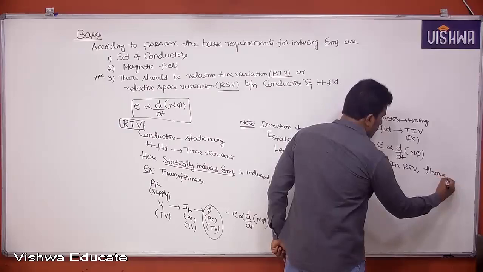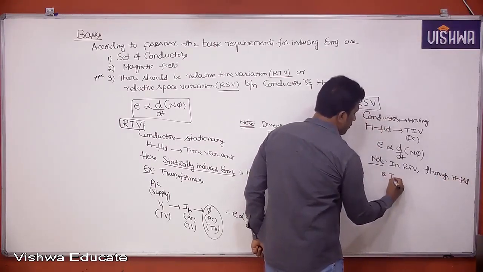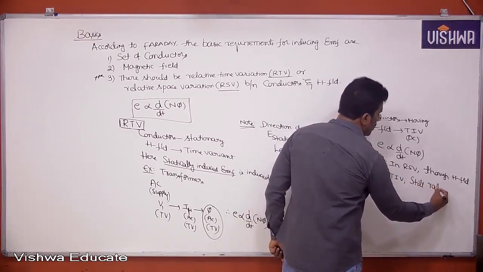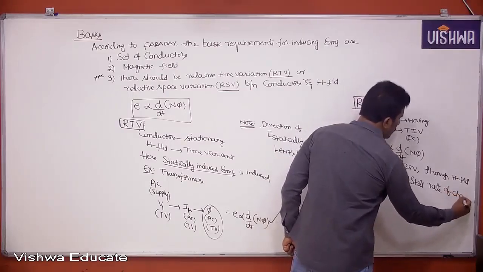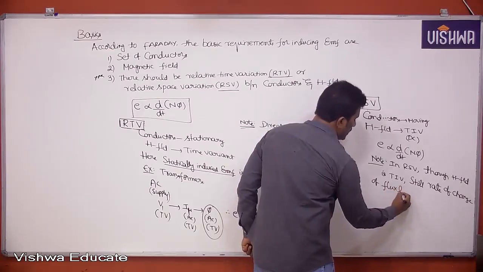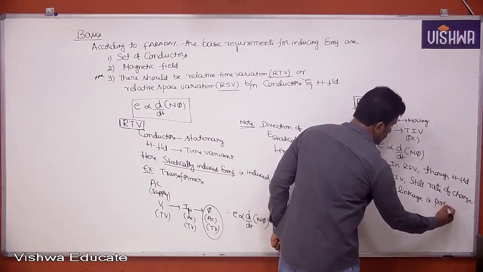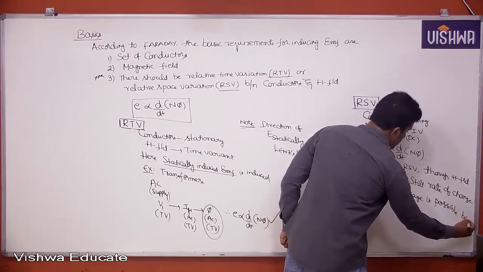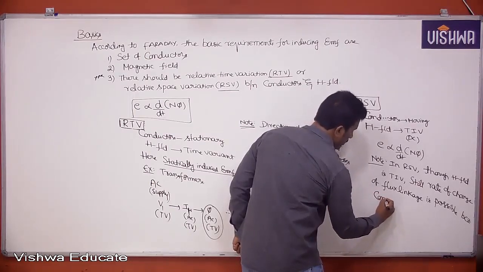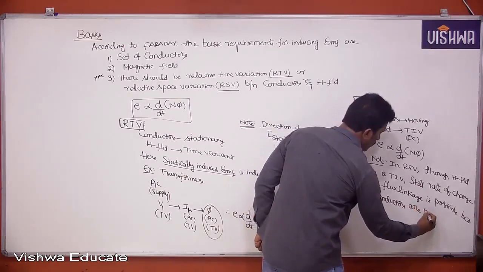though magnetic field is time invariant, still rate of change of flux linkage is possible because conductors are moving.